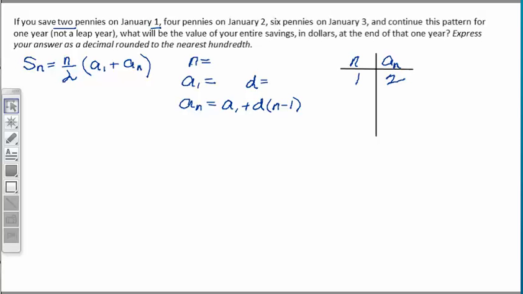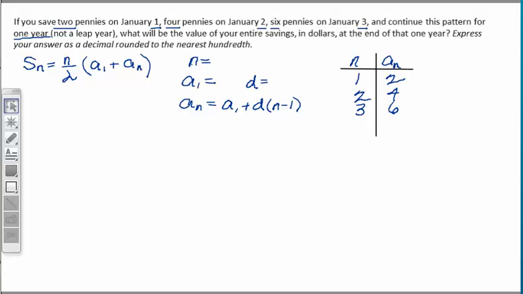And then on January 2nd, I'm saving 4 pennies. Then on January 3rd, I'm saving 6. And it says I'm going to continue this pattern for 1 year. And it's not a leap year. And that 1 year gives me some important information. What will be the value of your entire savings in dollars at the end of that 1 year? And it says express your answer as a decimal rounded to the nearest hundredth.